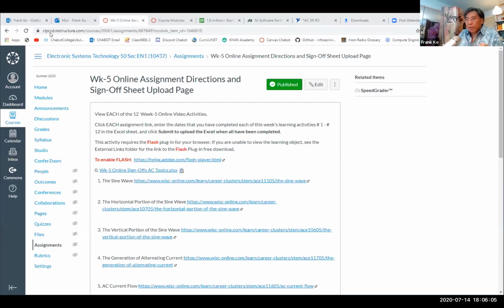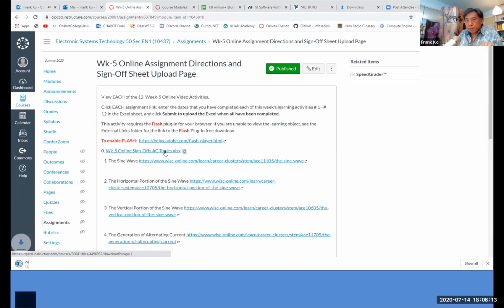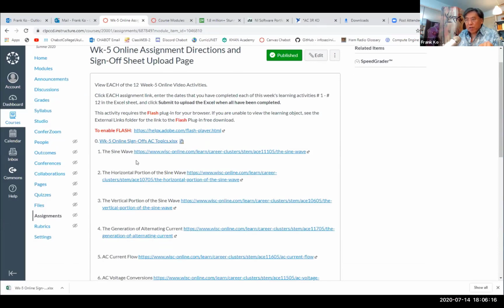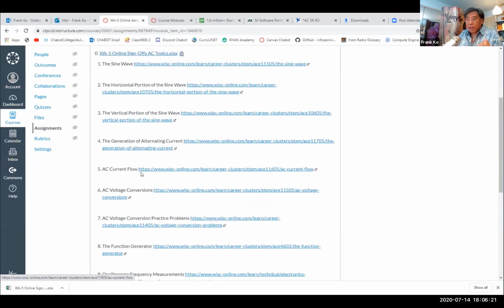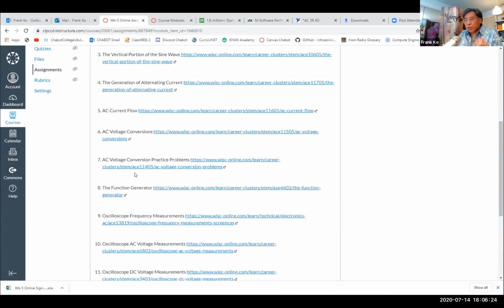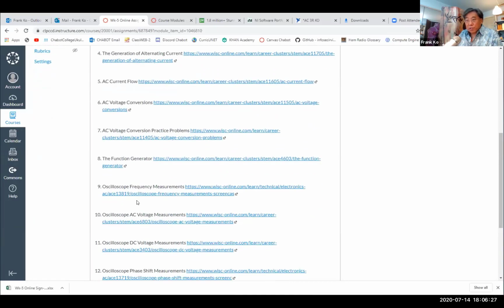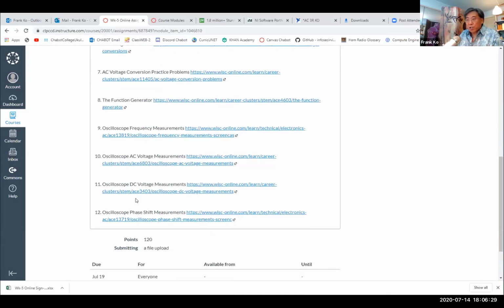So I'm going to quickly share this screen with you. As you're looking at your week 5 online assignments directions and upload page, you will see that item 0 is your sign-off sheet. And there happens to be sine wave video, horizontal portion of the sine wave, vertical portion of the sine wave, generating AC current, AC flow, AC conversions, function generator, the oscilloscope, how to do measurements with AC, how to do measurements with DC, and finally the most sophisticated part of oscilloscopes that we'll be covering this semester will be phase shift measurements with the oscilloscope.